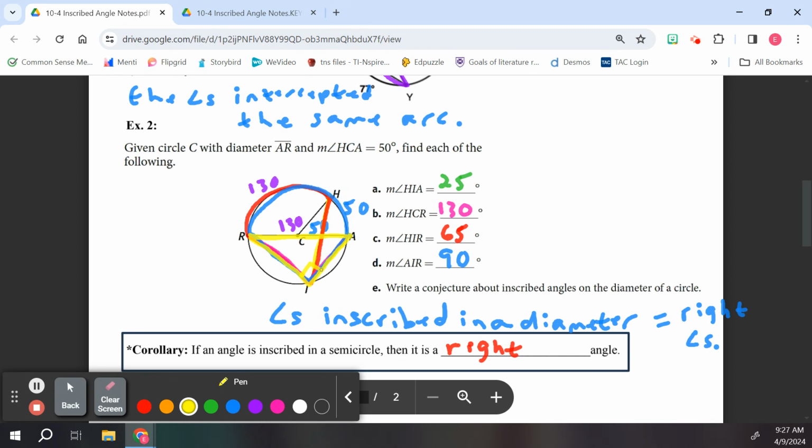Any questions, comments, concerns? No? Okie dokie. Let's move on then. Flip the page.